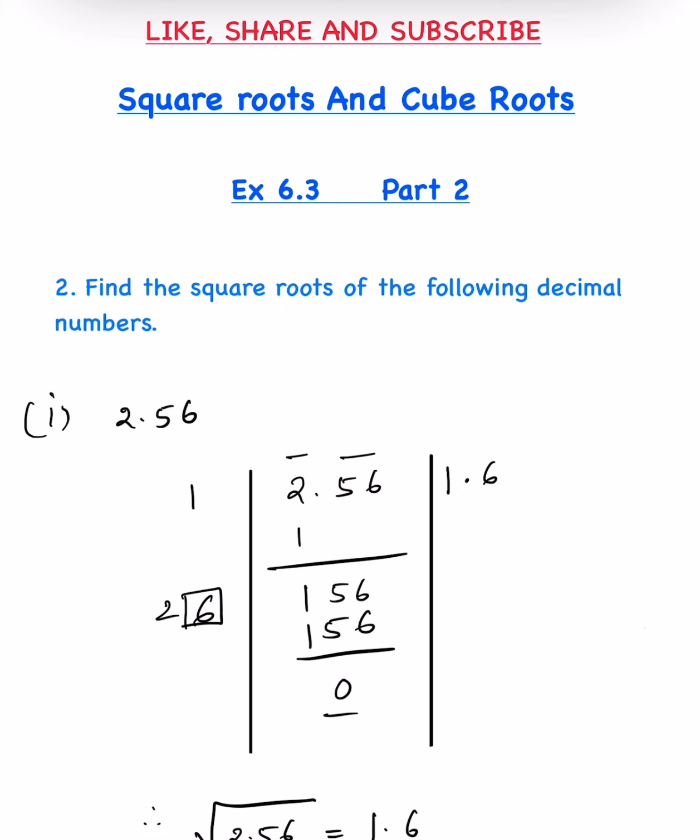Now we'll see which number has a square less than or equal to 2. So 1 into 1 is 1, remaining 1 here. So we bring this 5 6 down, we double the quotient 1. So 1 into 2 is 2, and we put a box here and we have to fill this box such that the product of this new divisor and the quotient should be less than or equal to this new dividend. Therefore 26 into 6 is 156, remainder is 0.